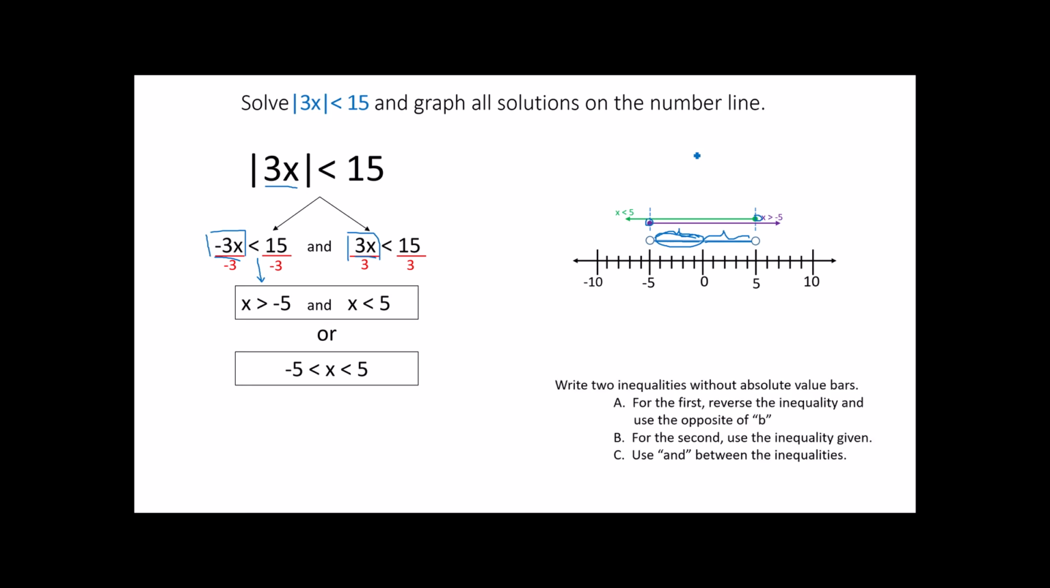Here are some procedures that we sometimes give for people to solve absolute value inequalities. For the first of our two inequalities, I'm going to suggest that we reverse the inequality and use the opposite of B. For the second, we're going to use the inequality that's given, and then we're going to use "and" in between the inequalities.